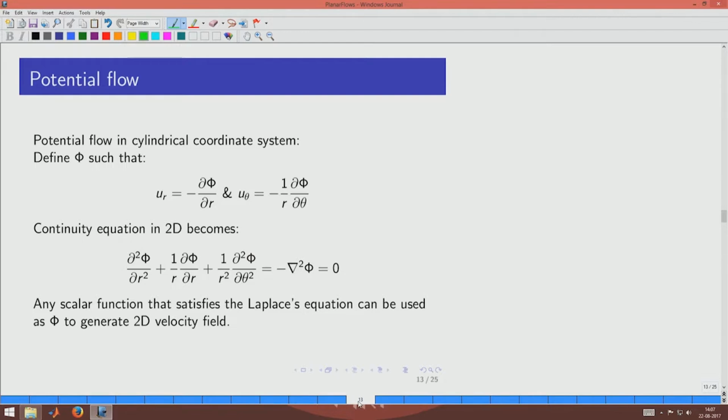We could also see those potential flows in other coordinate systems like the cylindrical coordinate system, and we can see that we could define the components in this manner. The r and theta components of the flow for a potential flow can be defined in this manner, and we know that when we substitute into the continuity equation, then it will be satisfied.